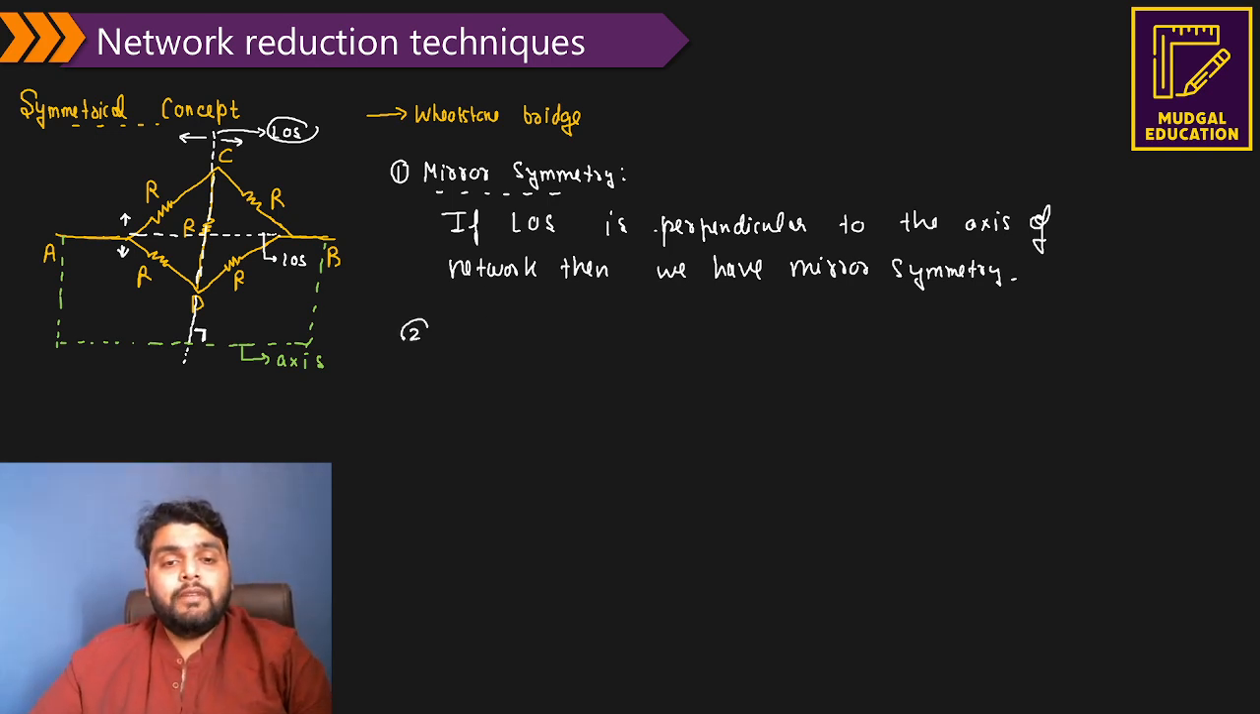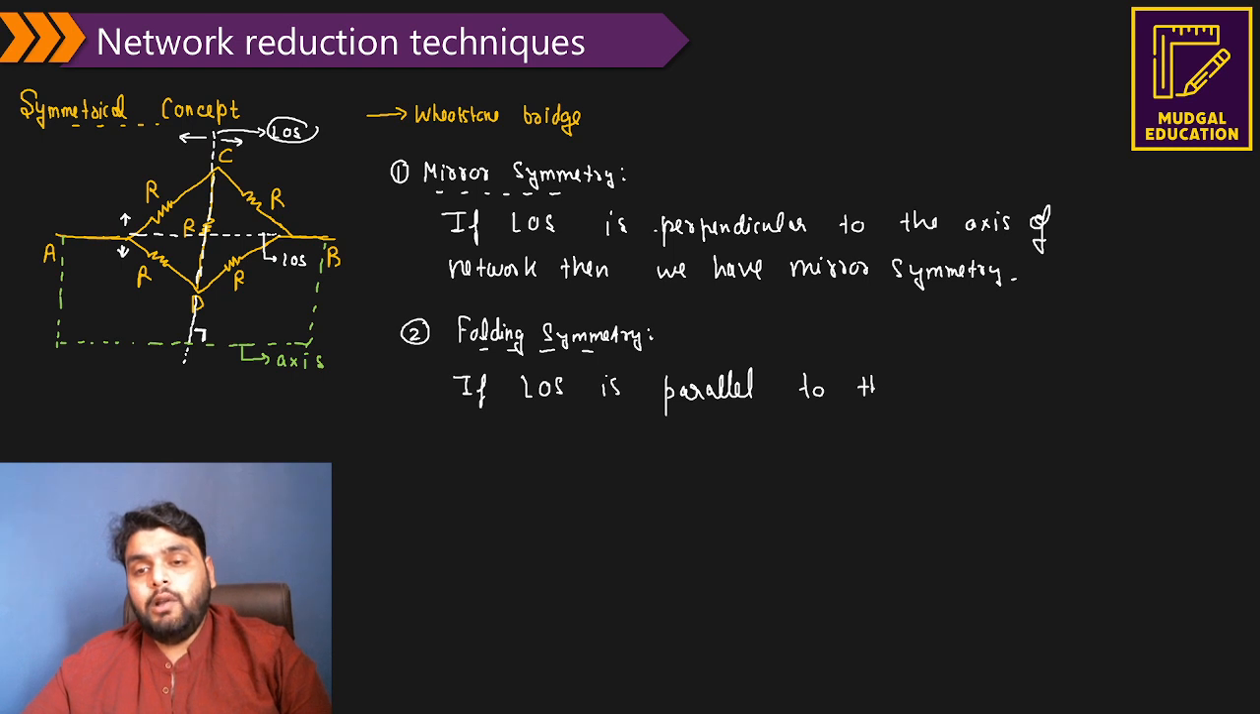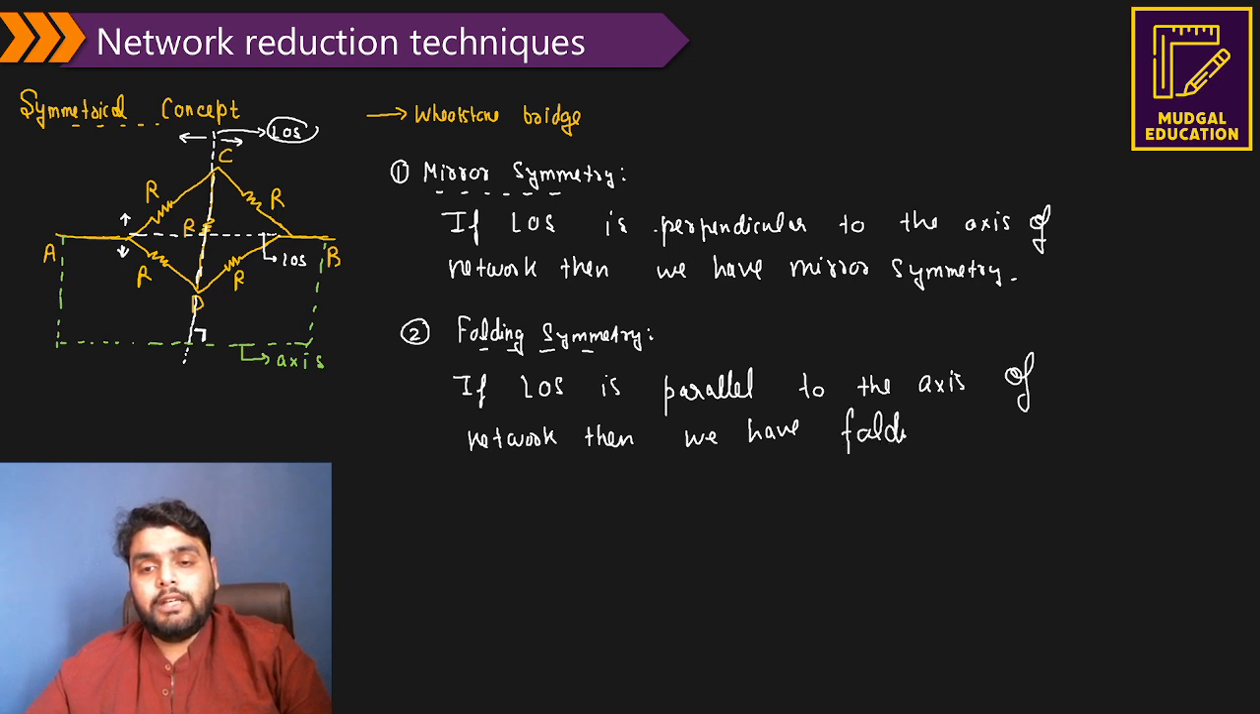The second is folding symmetry. Now what is the meaning of folding symmetry? Here, if the line of symmetry is parallel to the axis of a network, then we have folding symmetry.